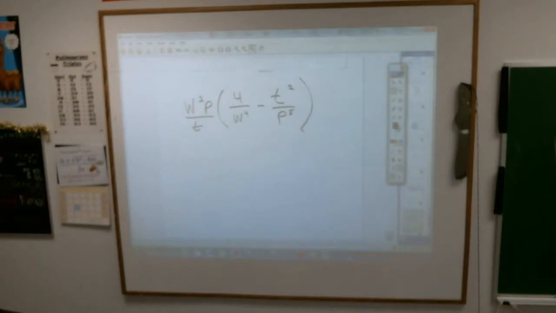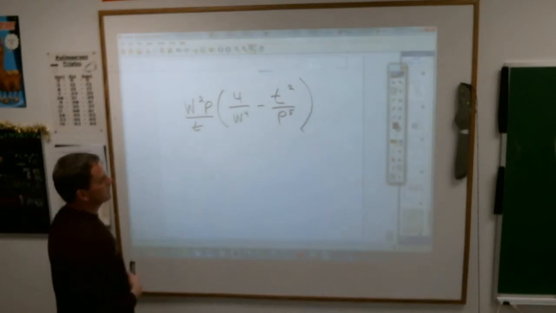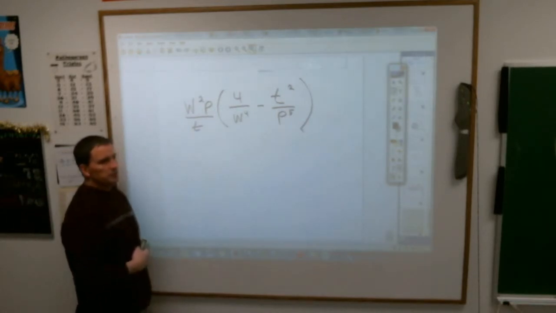Answer? Question? Yes. When you bring w to the 4th up, is it negative? It will be negative, as will the p be negative 5.